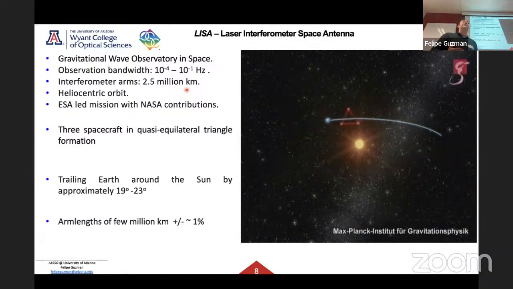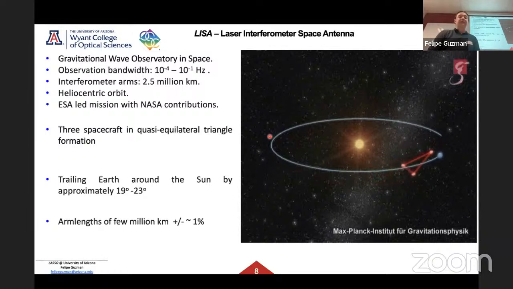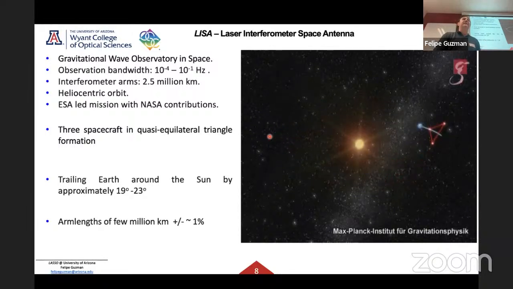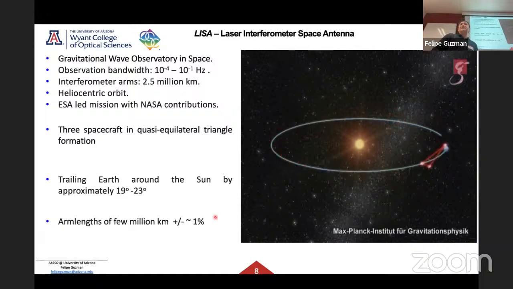Now, we need to measure picometers. As you can imagine, all these three bodies are not staying there at a baseline separation of 2.5 million kilometers to the picometer. Those satellites will be drifting, and they drift about 1% per year. So that is 25,000 kilometers. That is very different than a picometer. Now, the reason that this works is because those 25,000 kilometers happen in the course of a year. It falls outside our observation band.